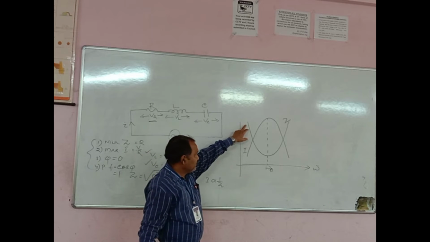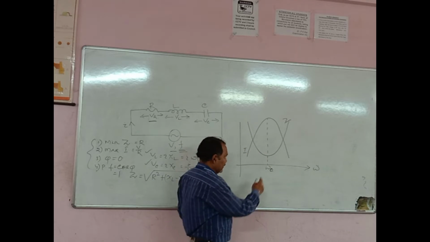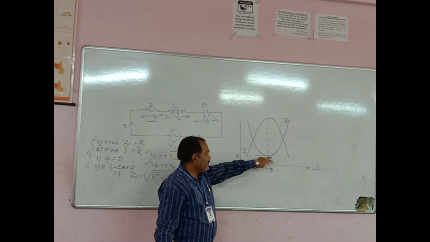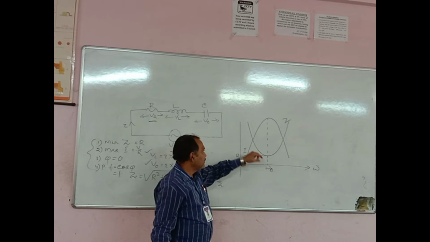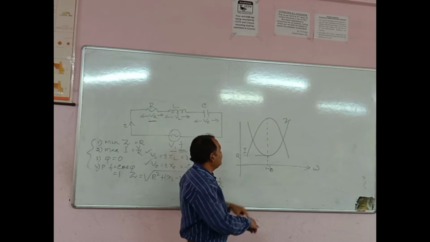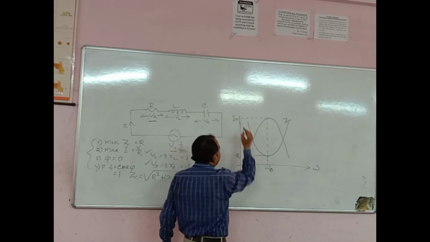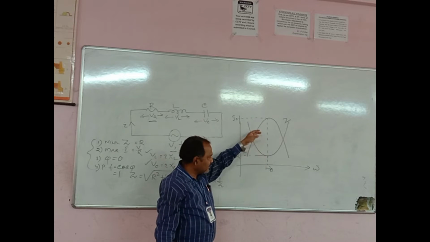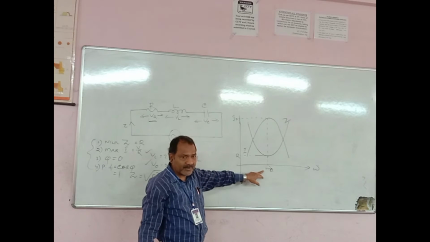Now see, when omega increases, Z decreases up to a certain value. This value is R actually. Then with further increase of omega or frequency, Z also increases. Correspondingly, the current increases to its maximum value. So this is the maximum current I0 at resonance. The current is maximum when Z is minimum, and that occurs only in the resonance condition, whenever the angular frequency omega is equal to omega 0.